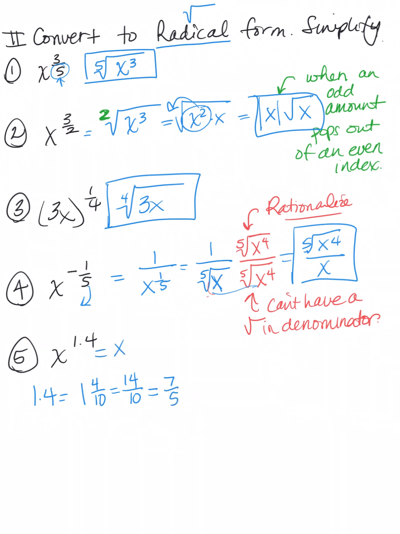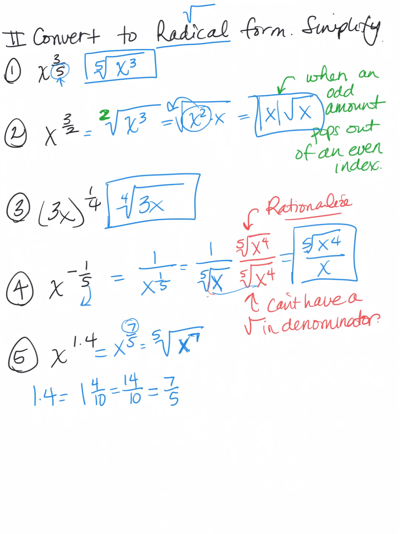So this is saying x to the 7/5 power. Now, how do I write that as a rational root? Well, there it is. There's my x. The bottom number is the index, the 5, and the top number goes underneath the radical. So it's the fifth root of x to the 7th power.